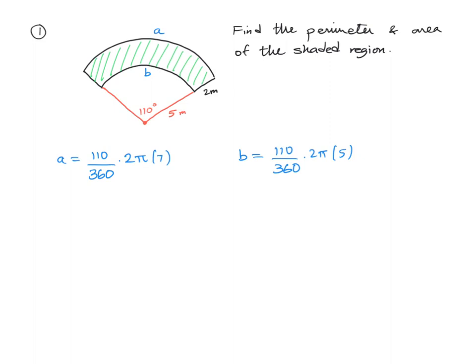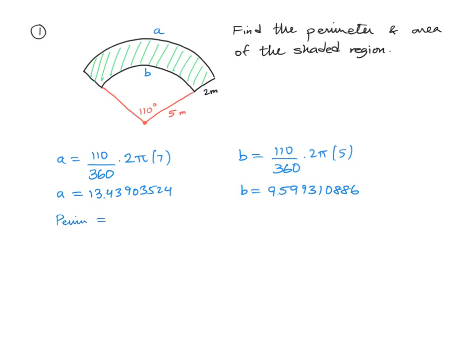So I plug both of these into my calculator, and I keep all the decimals because it's the middle of the problem. So the A value that I get is 13.43903524, and the B value that I get is 9.599310886. So now I can calculate the perimeter.